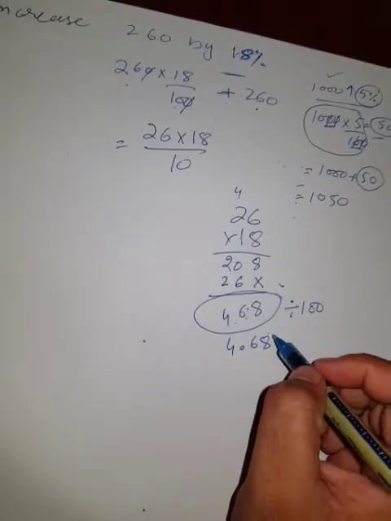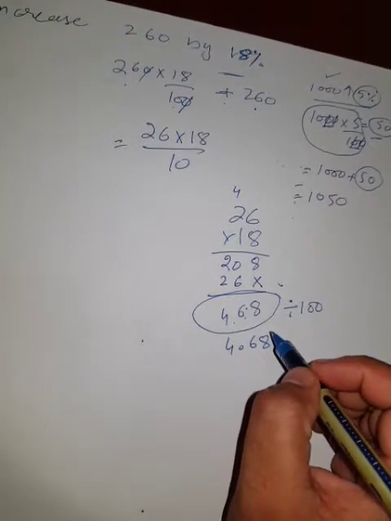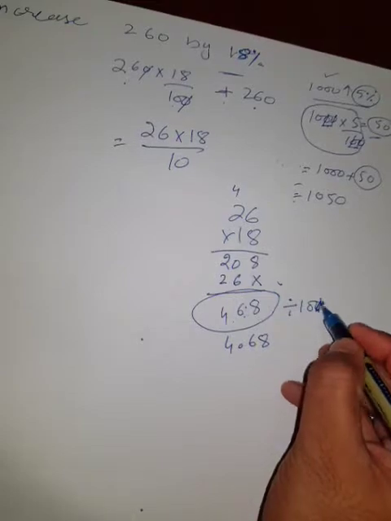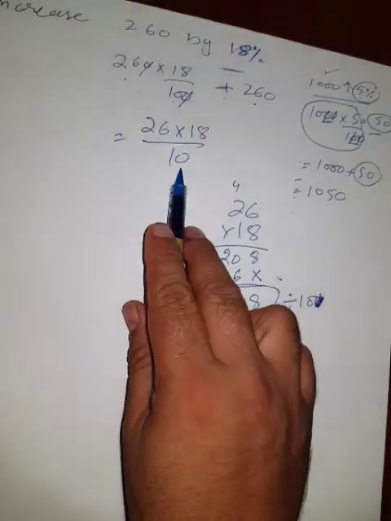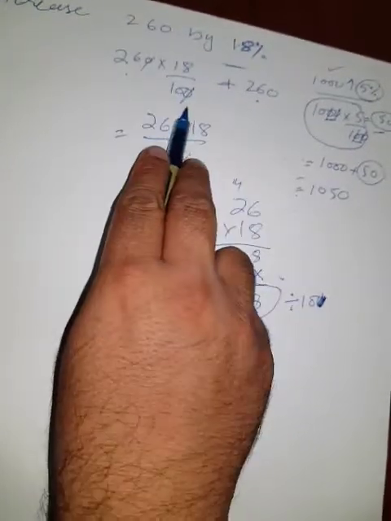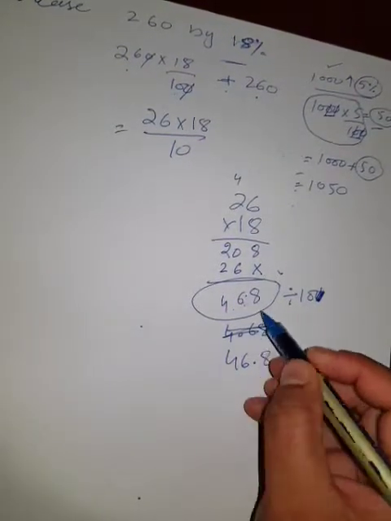4.68. Now 4.68 is what? 4.68 is the increased amount that I am going to, sorry, divide by 10. Divide by 10. Why divide by 10? Because this is 10. It's not 100 anymore. I simplified this 0 with this 0, so I'm left with 10 here. So this is 46.8. Sorry, 46.8.